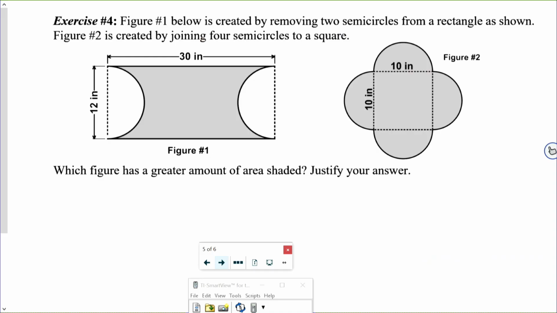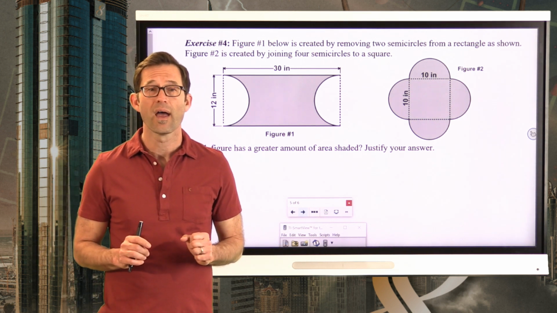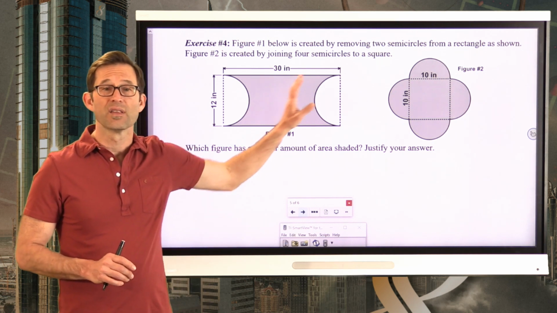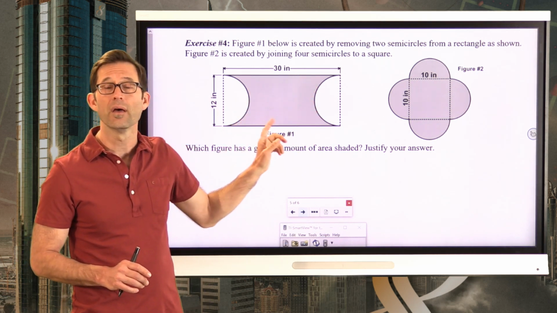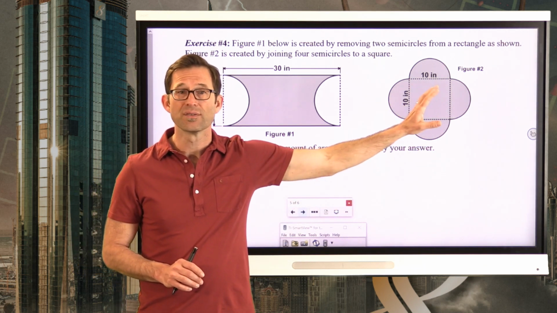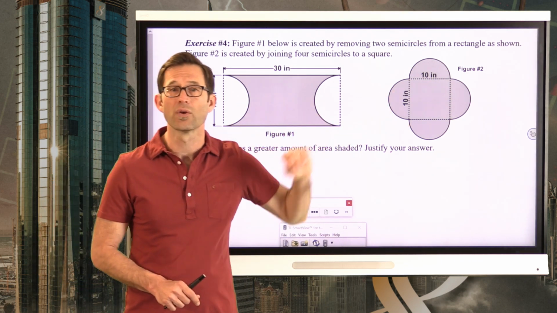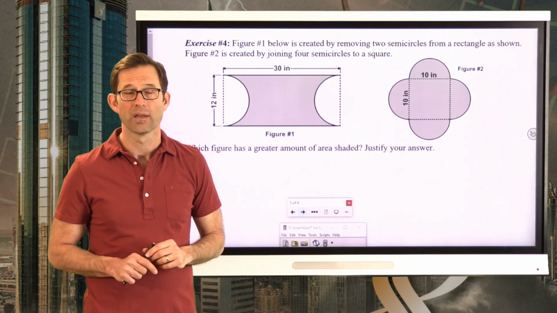Exercise number 4. Figure number 1 below is created by removing 2 semicircles from a rectangle as shown. Figure 2 is created by joining 4 semicircles to a square. Which figure has a greater amount of area shaded? Justify your answer. All right, so this is a really nice problem because it involves both subtracting areas and adding areas. Hopefully you recognize that this particular figure, to calculate its shaded area, you'll have to do some subtracting of areas. Here, we'll have to do some adding of areas. So what I'd like you to do now is pause the video and see if you can figure out which one of these two figures has a greater amount of area shaded.